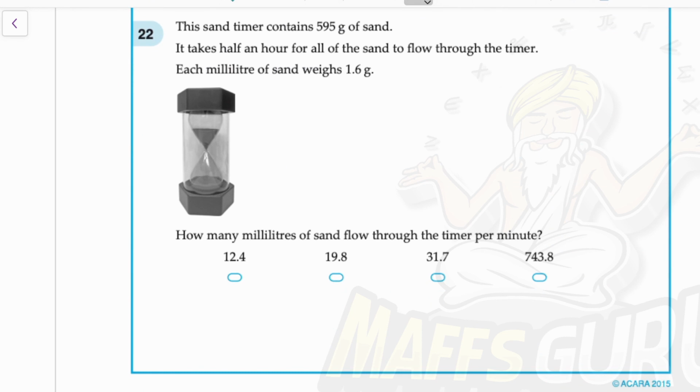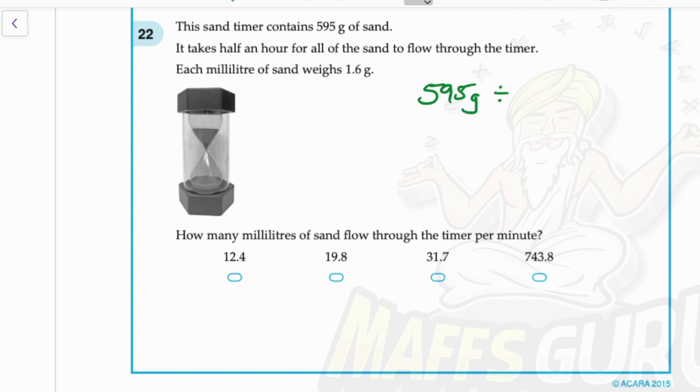The sand timer contains 595 grams of sand. It takes half an hour for all the sand to flow through the timer. Each milliliter of sand weighs 1.6 grams. How many milliliters of sand flow through the timer per minute? Wow. Each milliliter of sand weighs 1.6 grams. It takes half an hour for all the sand to flow through. So first thing we're going to do is 595 grams.